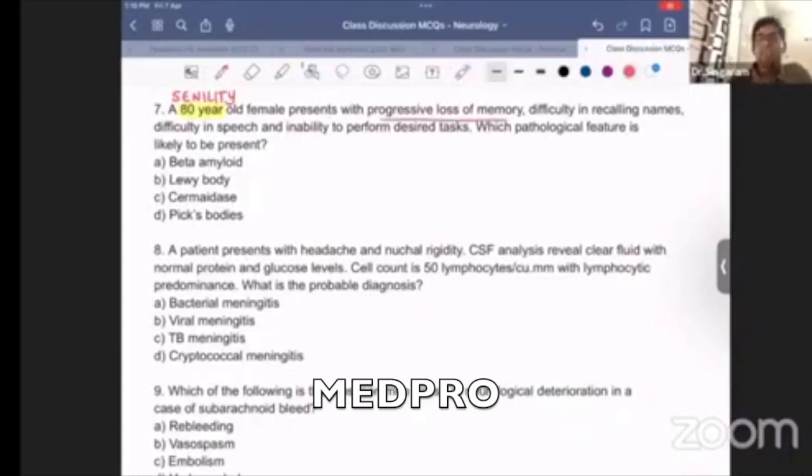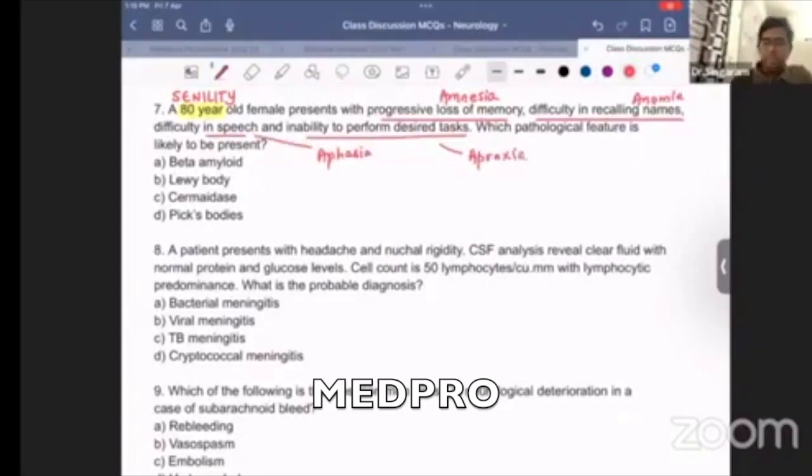Loss of memory, which is amnesia, obviously. Then what is the next one? Difficulty in recalling the names. What is that? Anomia. Difficulty in speech. What is that? Aphasia. As well as inability to perform desired tasks. What is that? Apraxia. And you can see an 80-year-old patient with so many manifestations starting with A. What is that? The disease also starts with A. What is that? Very good. Alzheimer's disease. It is Alzheimer's disease, correct?